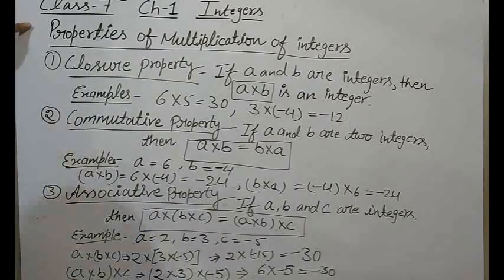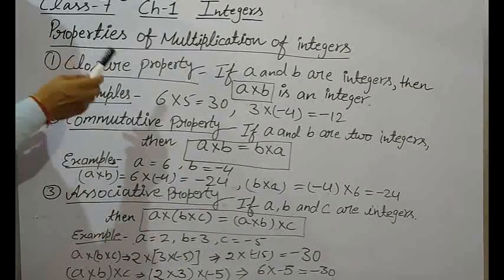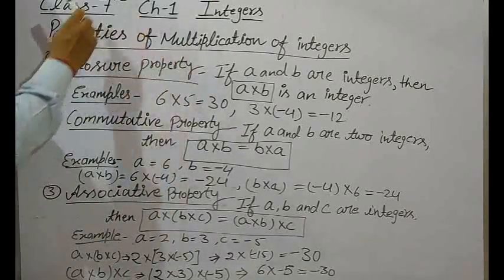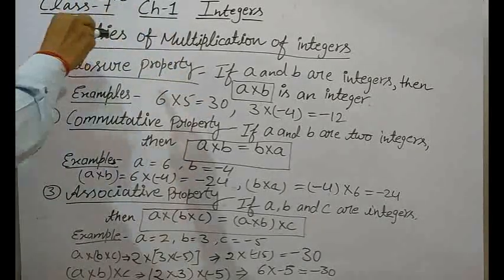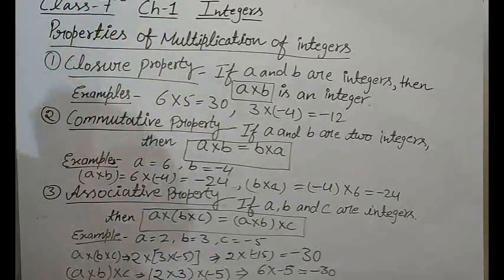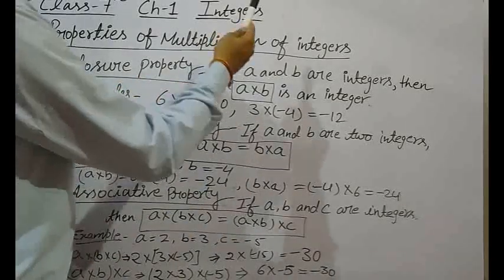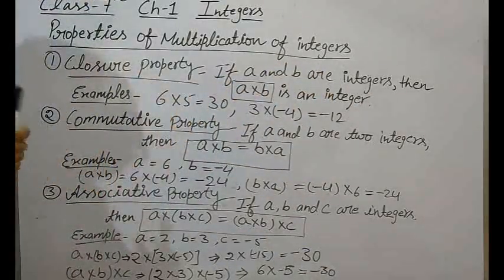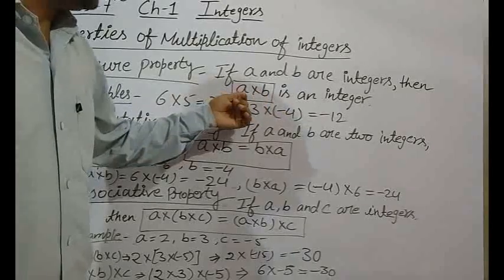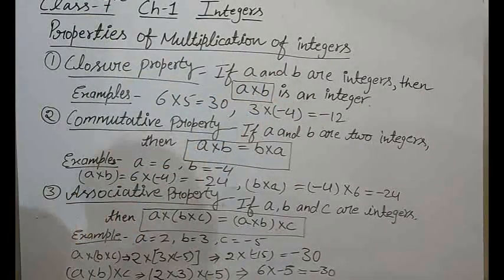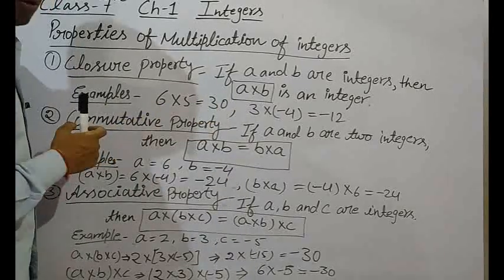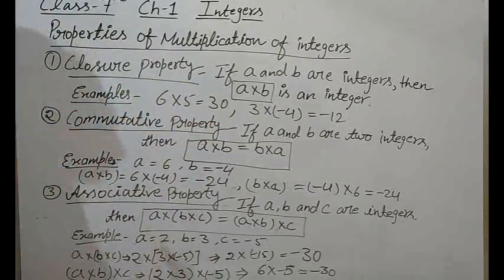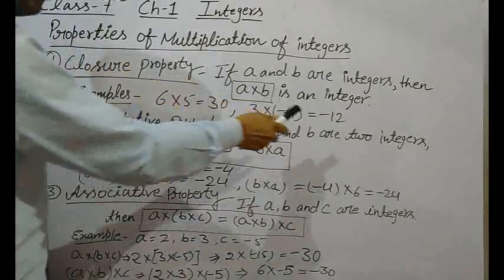Now the properties of multiplication of integers. The first property is the closure property. We already learned the addition property and subtraction property of integers, and now the closure property of multiplication of integers. If a and b are integers, then a multiply b is an integer. Suppose there are two integers, then after multiplying, the answer is also an integer.